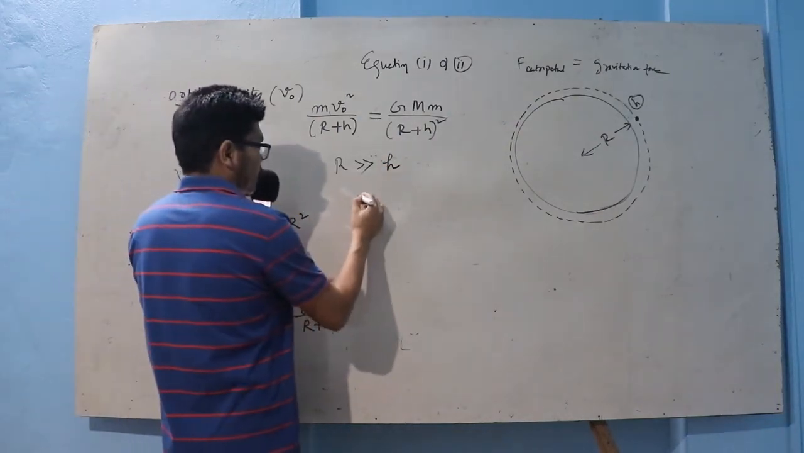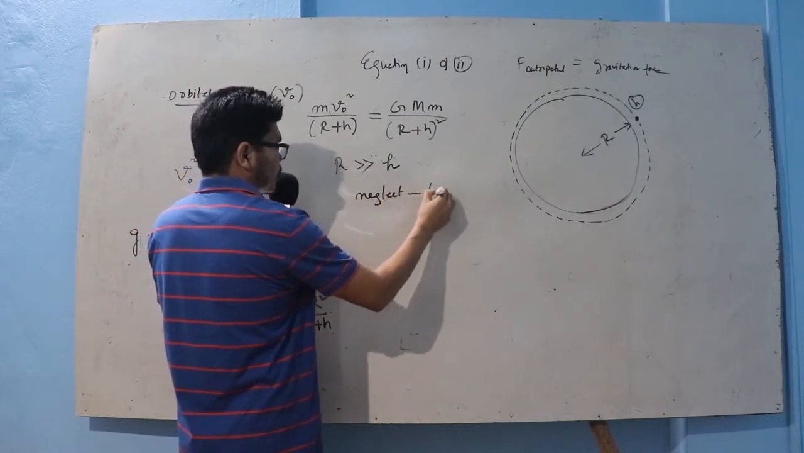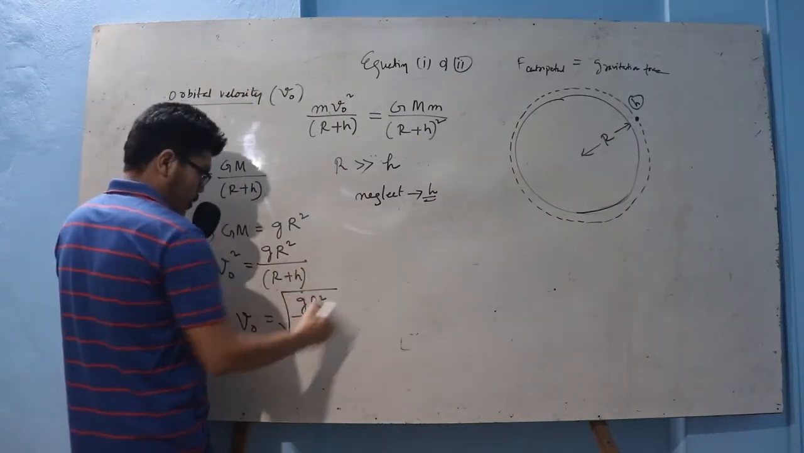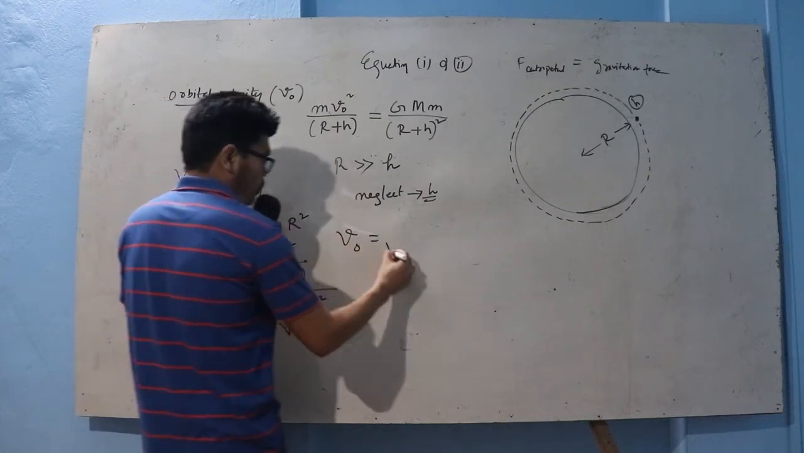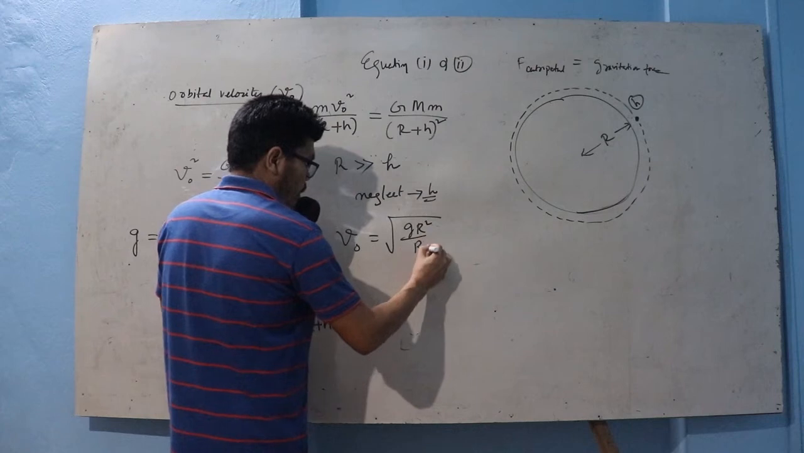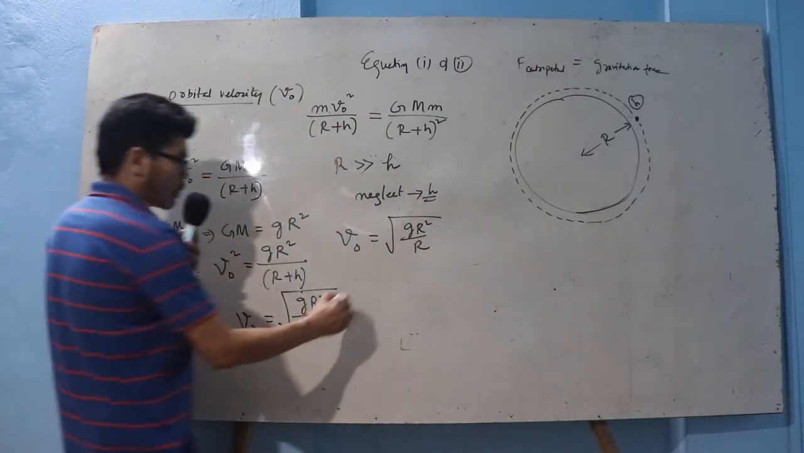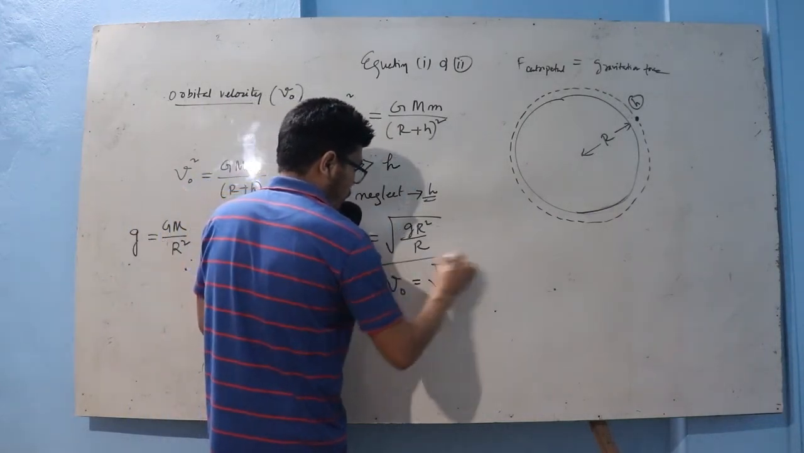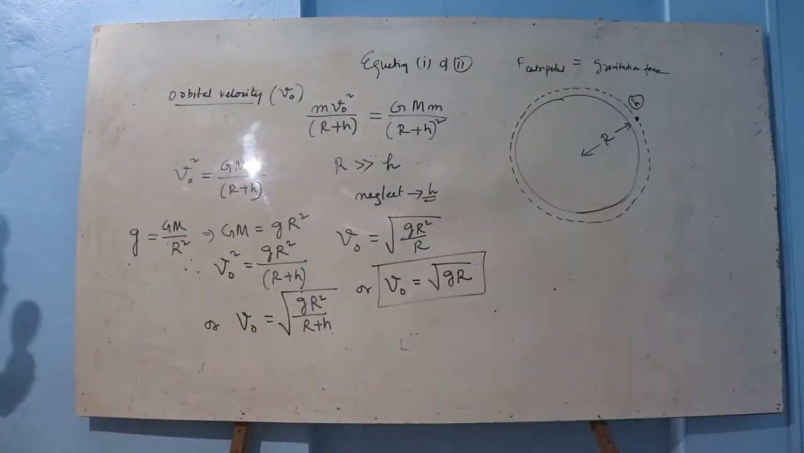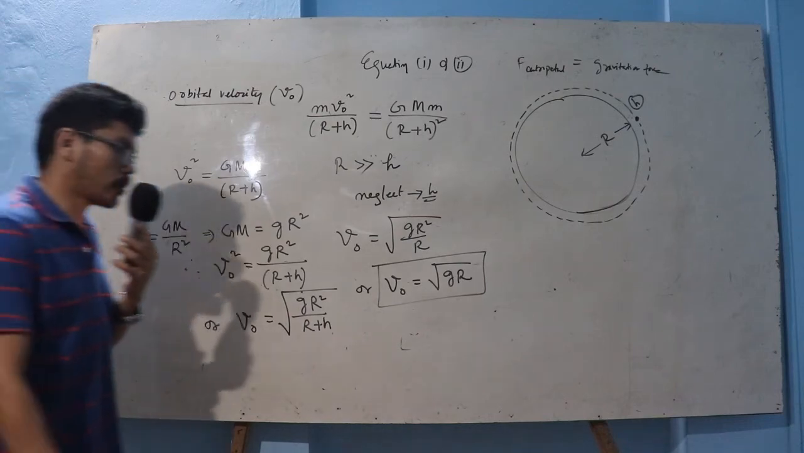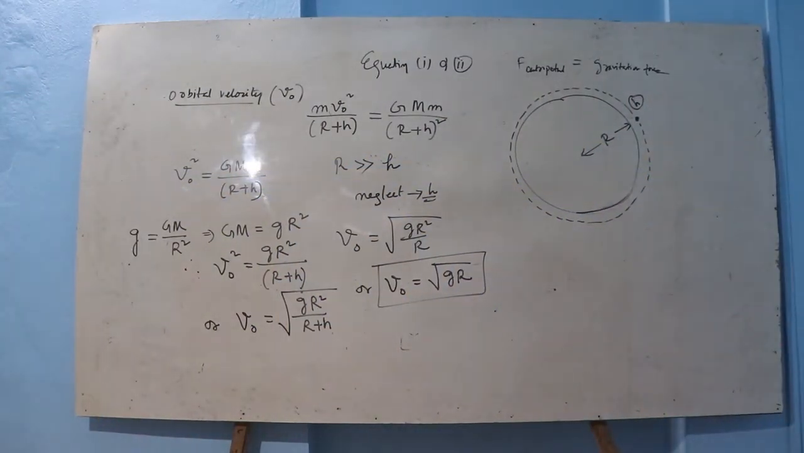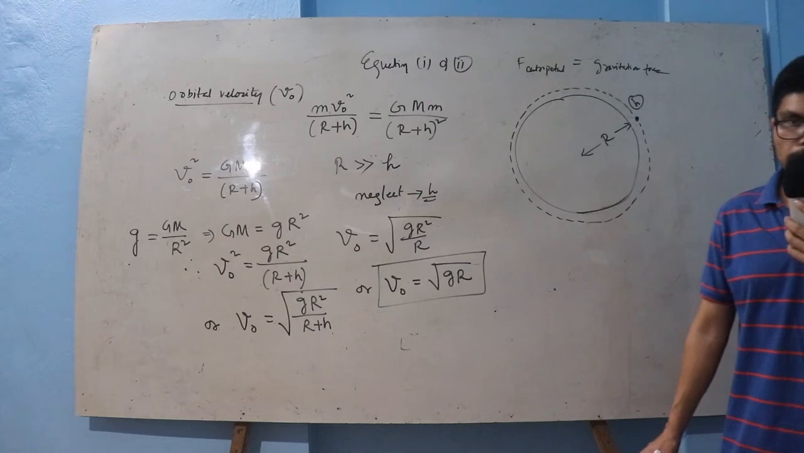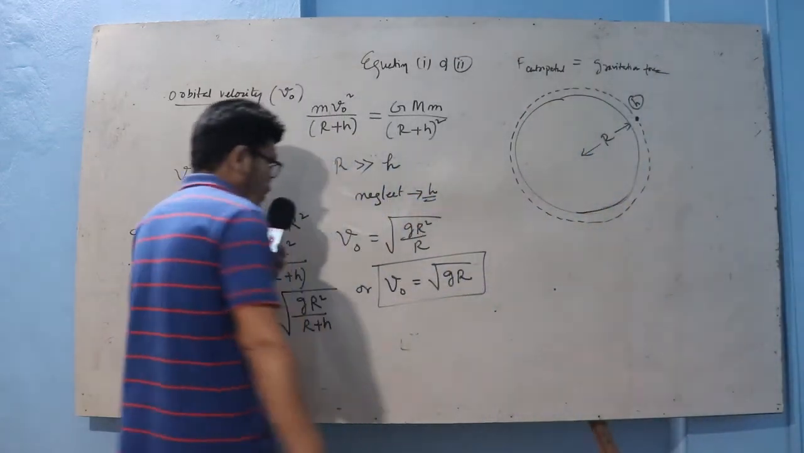It means we can neglect this h here. You can neglect this h. So neglecting h, what do you have? VO is equal to square root of GR square divided by R. So finally you have orbital velocity is equal to square root of g and R. So this is the equation for orbital velocity. So now we can see orbital velocity simply depends on acceleration due to gravity, and it depends on the radius of the planet. And orbital velocity does not depend on the mass.